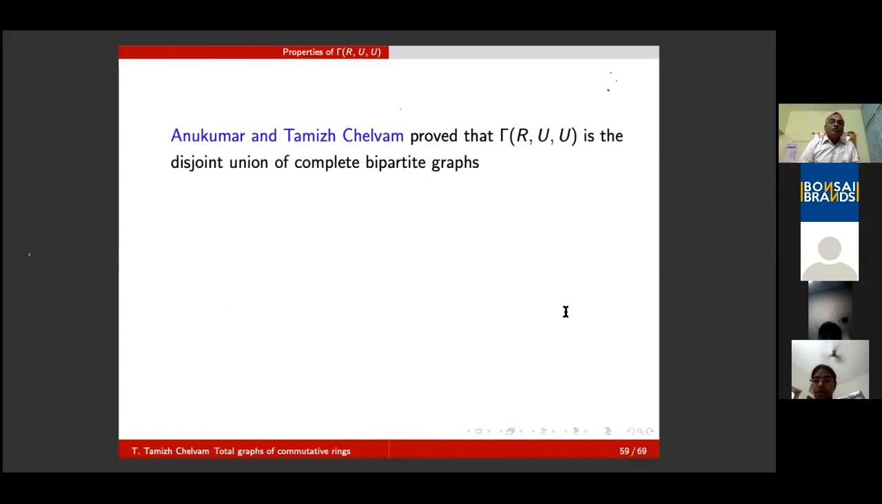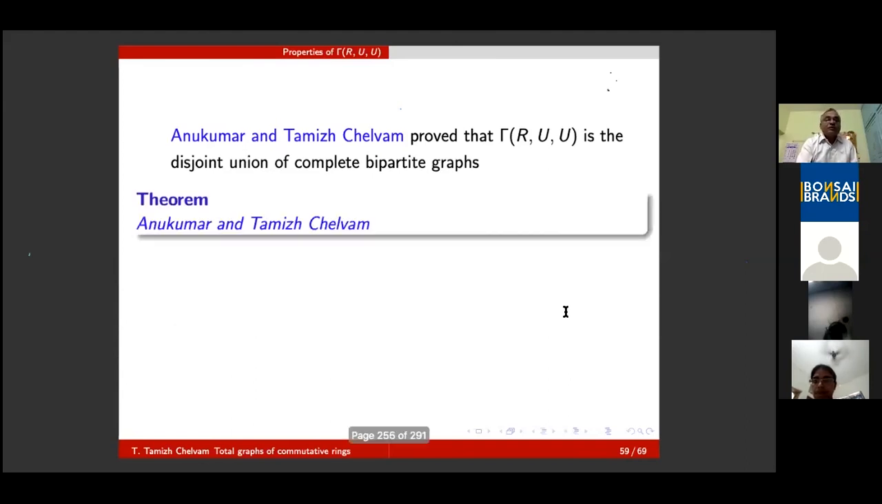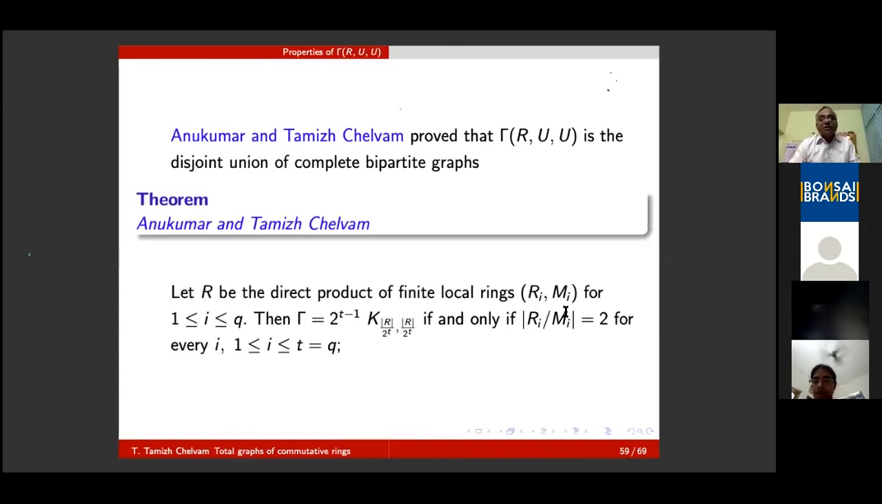Of course, Anu Kumar and myself started on this gamma R,U, and we have done a very exhaustive study on this particular class. This paper has appeared in the Journal of Algebra and Applications. Still, it is in the online mode only. It has not been officially published.